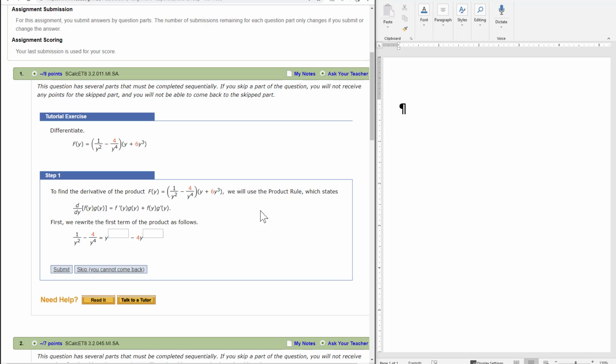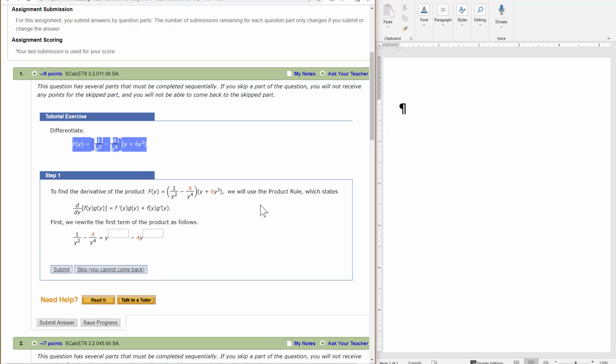This is a problem from your lab assignment, section 3.2. They want us to differentiate this function, and this function looks like it's a product of two functions. It's 1 over y squared minus 4 over y to the fourth, times y plus 6y cubed, and this is a function of y. So y is our independent variable.